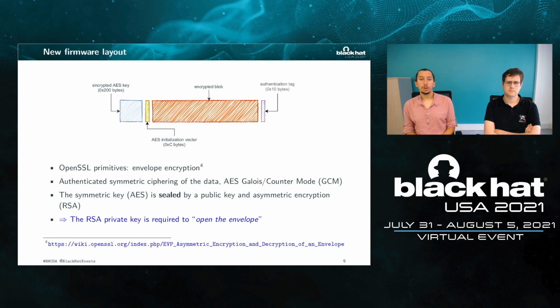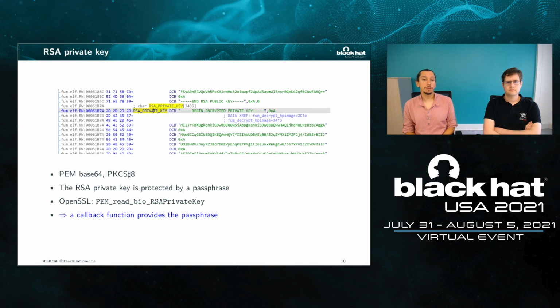To give you a quick overview, what is used is called envelope encryption. It relies upon OpenSSL primitives, and an authenticated symmetric ciphering of the data is used. The algorithm is AES in Galois counter mode, or GCM. And the symmetric key of the AES algorithm is actually sealed by an asymmetric encryption algorithm, and RSA is used. If you want to open the envelope, or unseal the symmetric key, you have to access the RSA private key. So now we are looking for this private key.